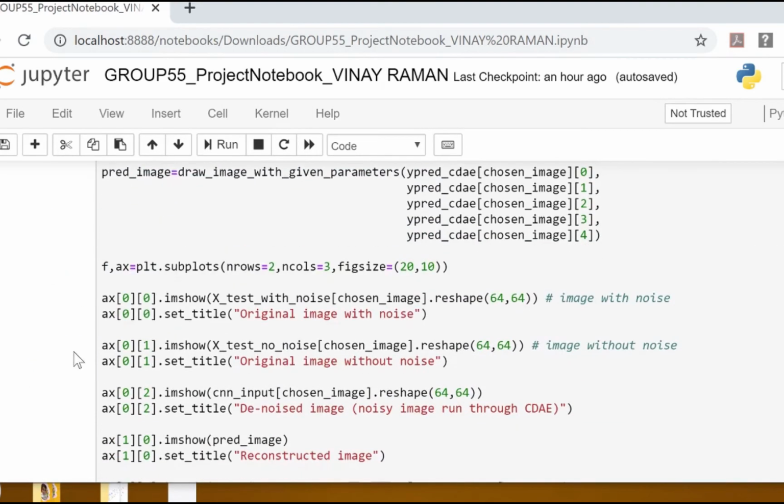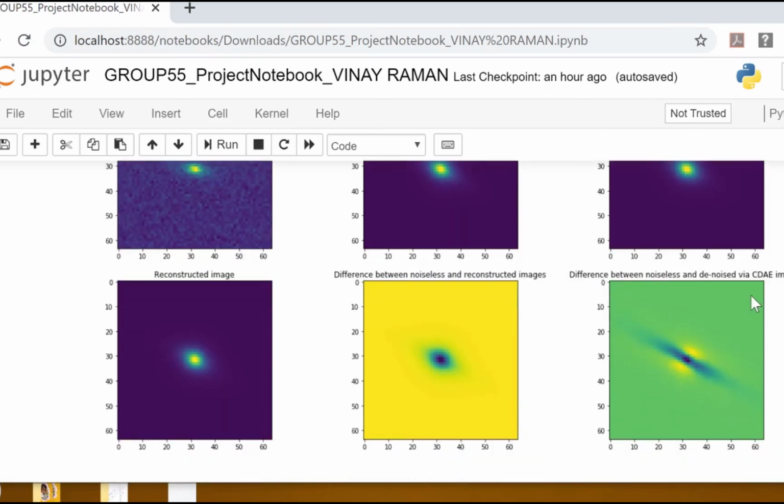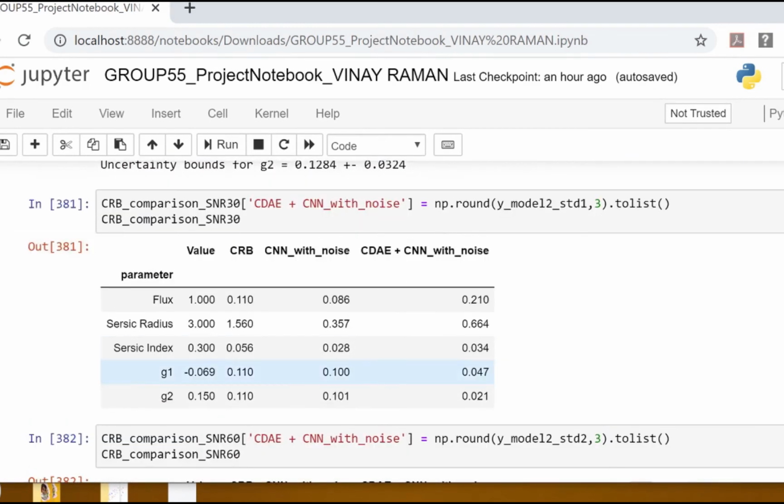As far as the reconstruction of the image is concerned, it's able to do a pretty good job denoising the image. The denoised image is pretty close to the image without noise, but if you look at it closely, the differences are significant, and that could probably be the reason why we are observing low R-square values for the flux as well as the Sersic index. We found that the uncertainty bounds for the parameters G1 and G2 are much lower than for the CNN model with noise. However, for the other three parameters, the bounds are larger.